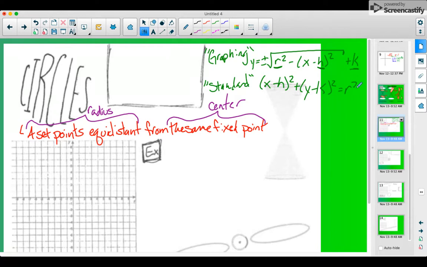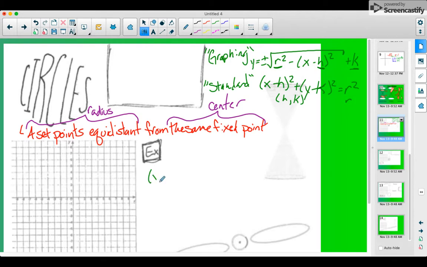So it's the same letters, just reorganized in a slightly different fashion. Yes, that is a minus sign there in between the y and the k. So in this case, our center of our circle is at (h, k) with a radius of r. Basically, what we're going to be doing throughout this chapter is graphing things using those two formats. So I'm going to give you an example of what I mean.